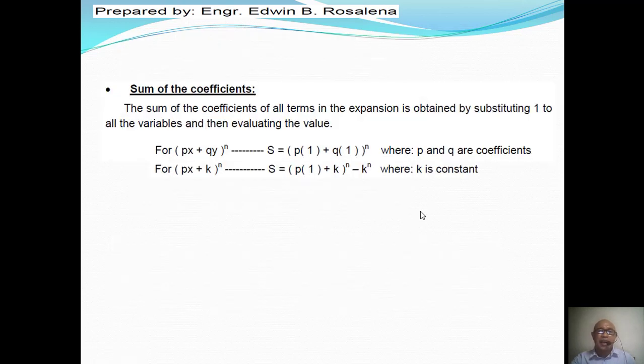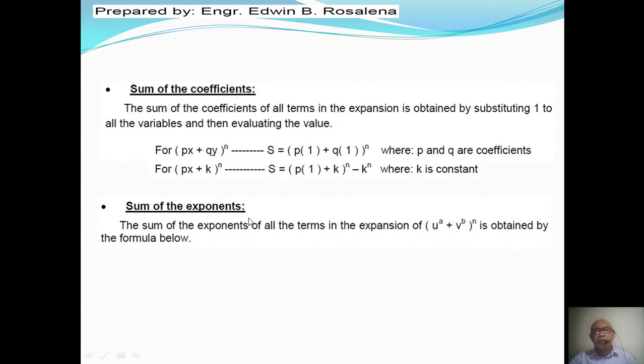Tingnan natin. So, the sum of the exponents of all the terms in the expansion of (u to the power a plus v to the power b) to the power n is obtained by using this formula. Okay, ito yung formula natin. So, ano ba yung n? Exponent in the expansion. Ano ba yung a? That is the degree or the exponent of the variable in the first term. And b is the exponent of the variable in the second term. And by using this formula, we can get the sum of the exponents of all the terms in the expansion.